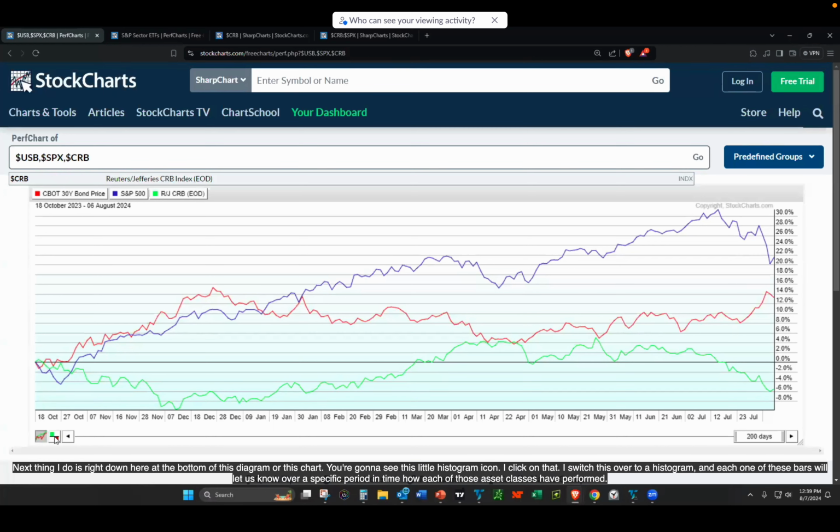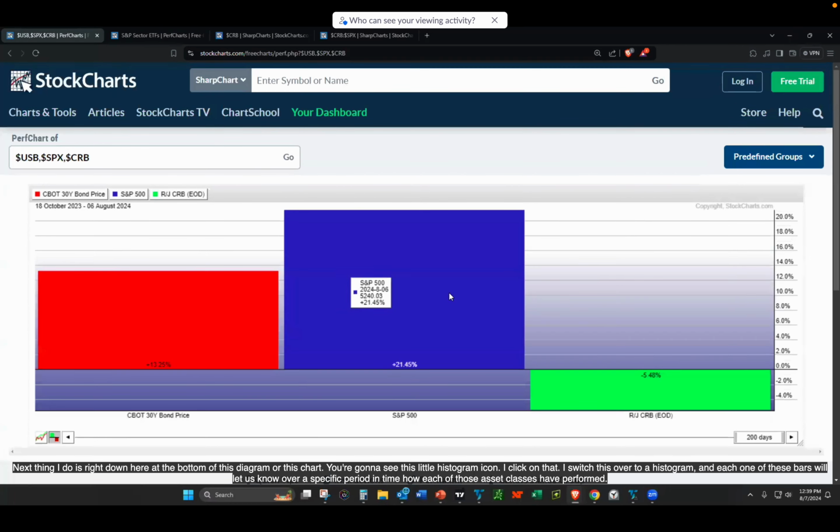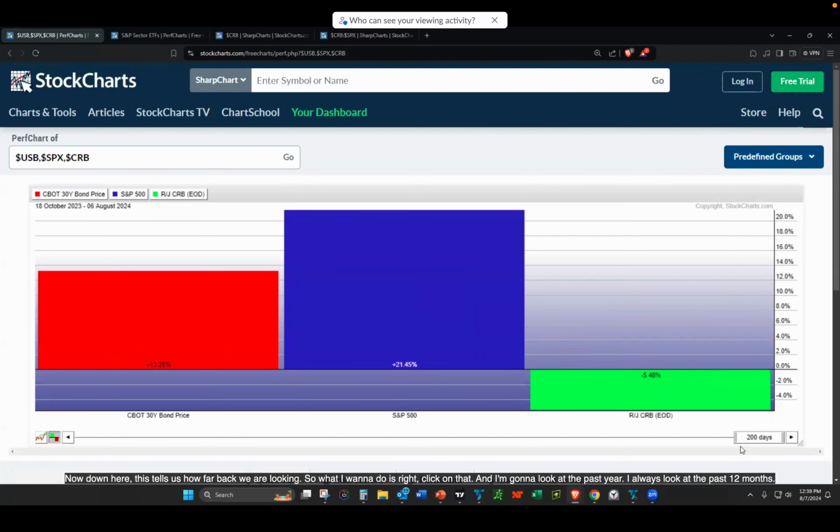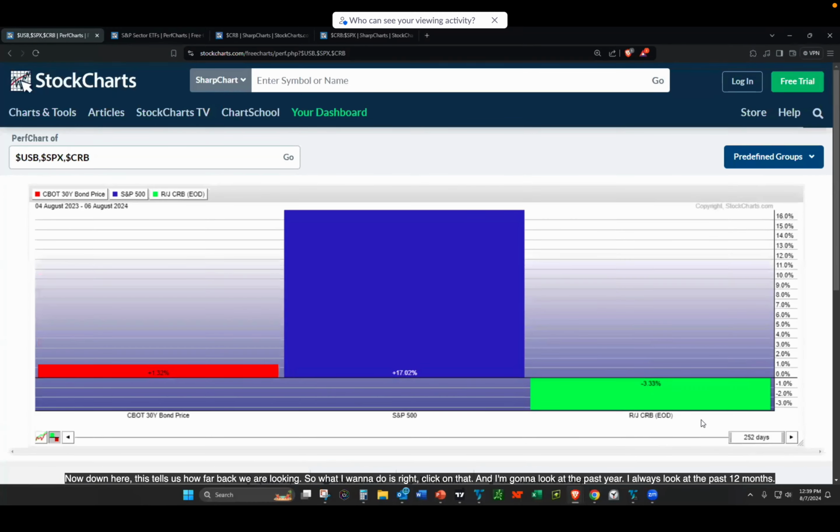Now, next thing I do is right down here at the bottom of this chart, you're going to see this little histogram icon. I click on that. I switch this over to a histogram. And each one of these bars will let us know over a specific period in time how each of those asset classes have performed. Now, down here, this tells us how far back we are looking. So what I want to do is right-click on that, and I'm going to look at the past year. I always look at the past 12 months, 6 months, and 3 months. Okay, try to get a sense as to where we've been and where it appears we may be heading.